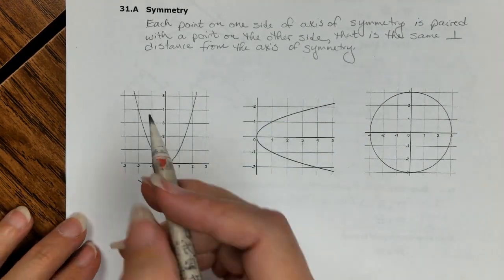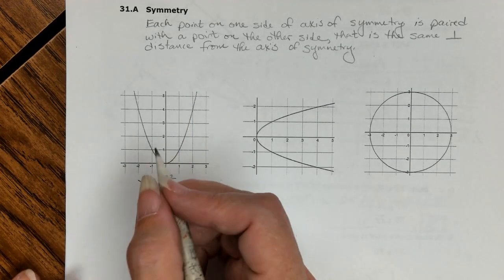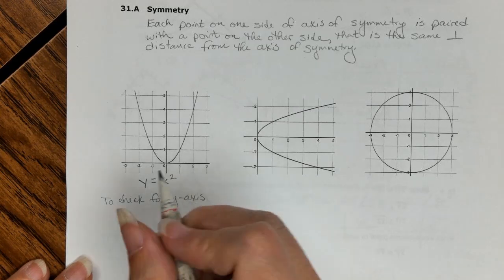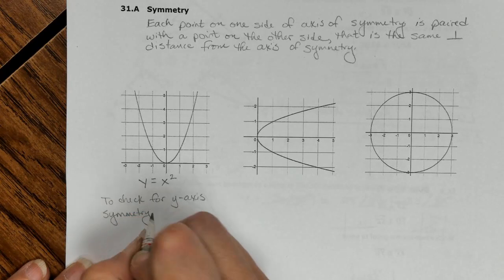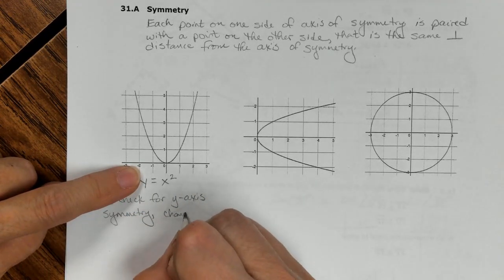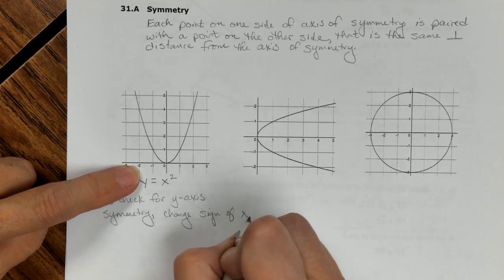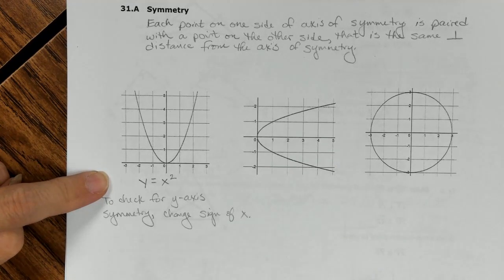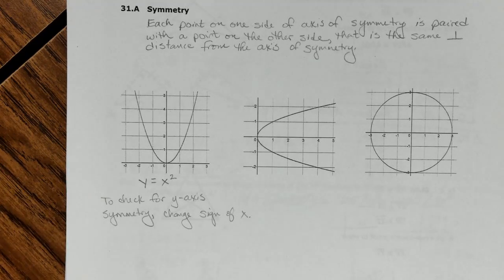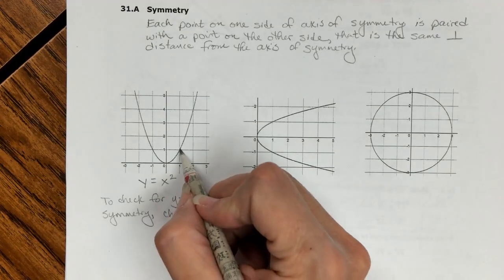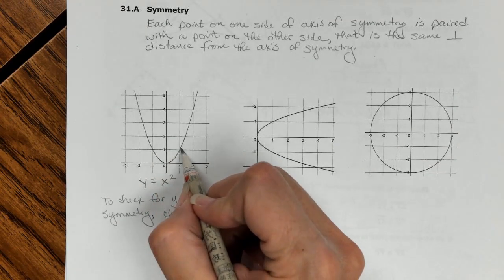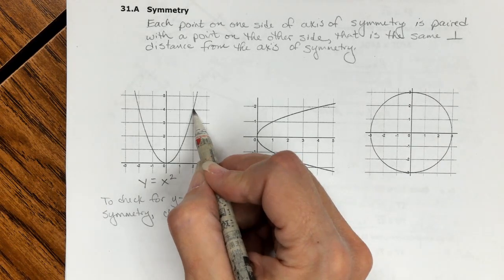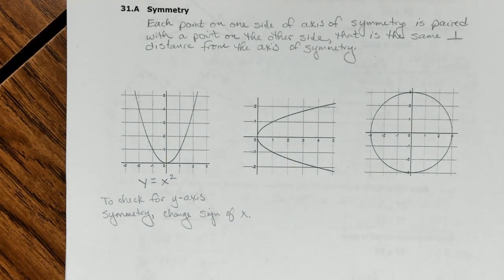Okay, so to check algebraically whether this is symmetric with respect to the y-axis, for y-axis symmetry, we're going to change the sign of x. And if the resulting equation simplifies to being totally the same as the original equation, then it is symmetric with respect to the y-axis. We're changing the sign of x because if it truly is, let's say our x is 1. If we put in a negative 1, we should get the same y value. If we put in a 2 for our x, and then we put in a negative 2, those two should each give us the same y value, so they should be equivalent.